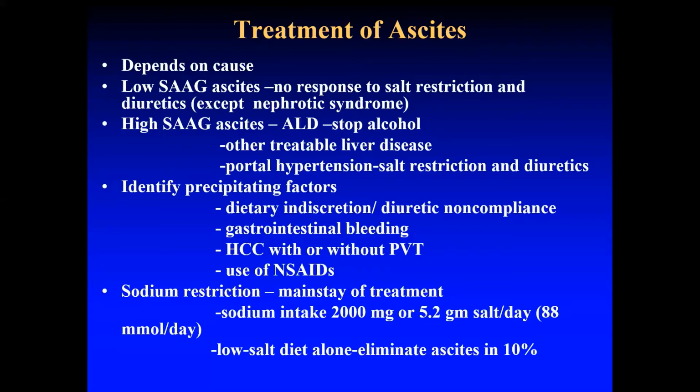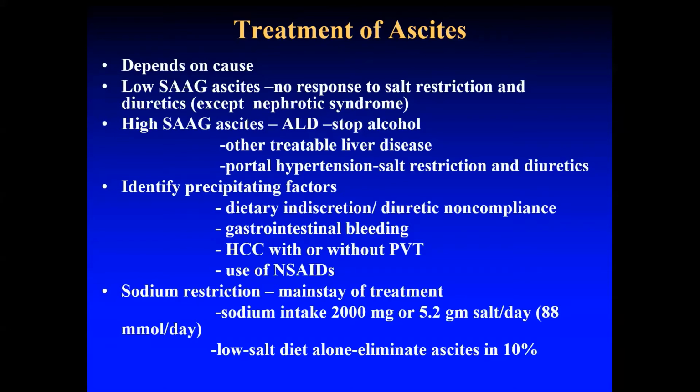It all depends on the cause. If there is a low SAG ascites, it will not respond to salt restriction and diuretics, except in some patients with nephrotic syndrome. High SAG ascites, if there is an alcohol intake history, you have to stop it. And if these patients have HBV related or HCV related or AIH related cirrhosis, in that case you have to treat the etiology.